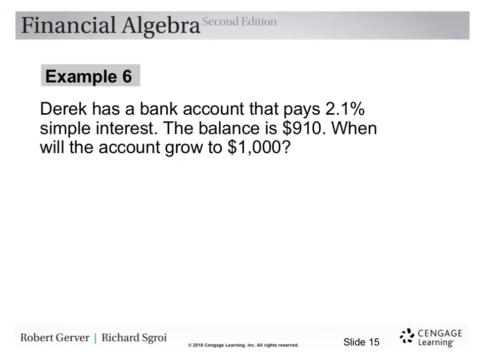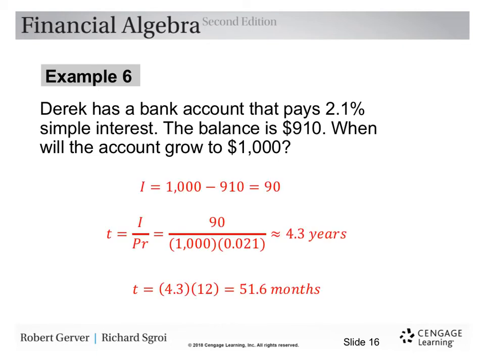Now on to example 6. Derek has a bank account that pays 2.1% simple interest. The balance is $910. When will the account grow to $1,000? Well, if the account grows to $1,000 and it was $910, that means he's got an interest of $90. So 1,000 minus 910, that means his interest that he's earned is $90.